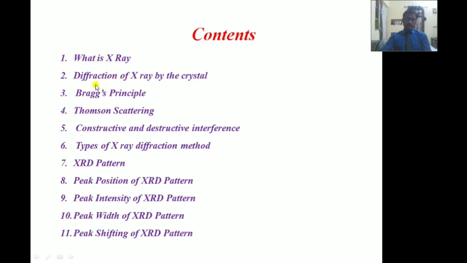What is X-ray and diffraction of X-ray by the crystal, Bragg's principle, Thomson scattering, constructive and destructive interference patterns, types of X-ray diffraction methods, then the X-ray diffraction pattern, where we get intensity versus 2 theta, with peaks and curves, the behavior, position, intensity and width of peaks. Sometimes when you synthesize your material by varying the value of x, you get a number of XRD results with peaks shifting from lower angle to higher angle. That point I also discuss in this video lecture.